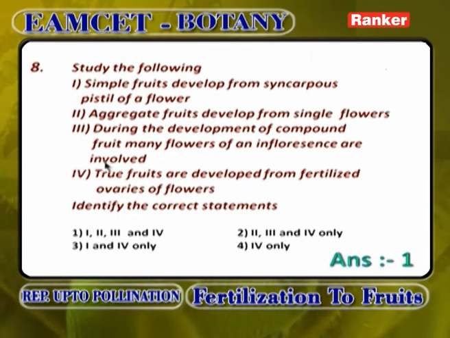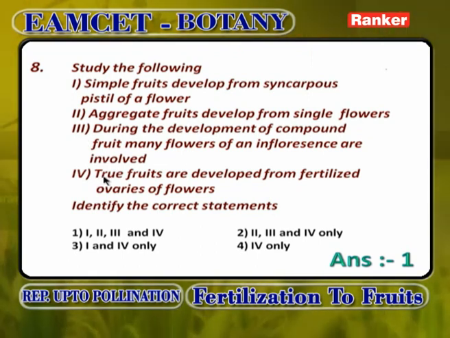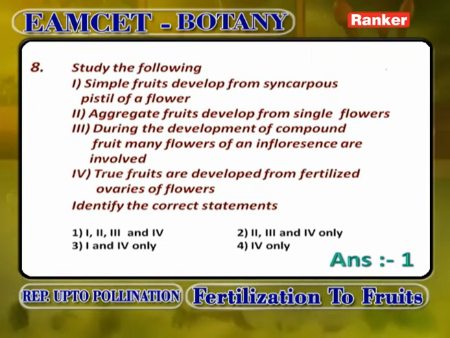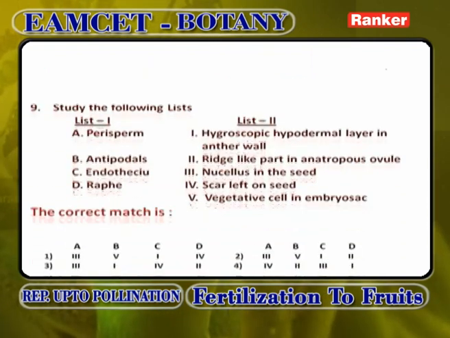True fruits are developed from fertilized ovaries of a flower. It is also correct. So identify the correct combination: all the 4 are correct. Simple fruits develop from syncarpous pistil of a flower is correct. Aggregate fruits develop from single flowers is correct. During the development of compound fruit, many flowers of an inflorescence are involved is correct. True fruits develop from fertilized ovaries of flowers is correct. So the answer is 1, 2, 3, 4. All the 4 are correct. Next.